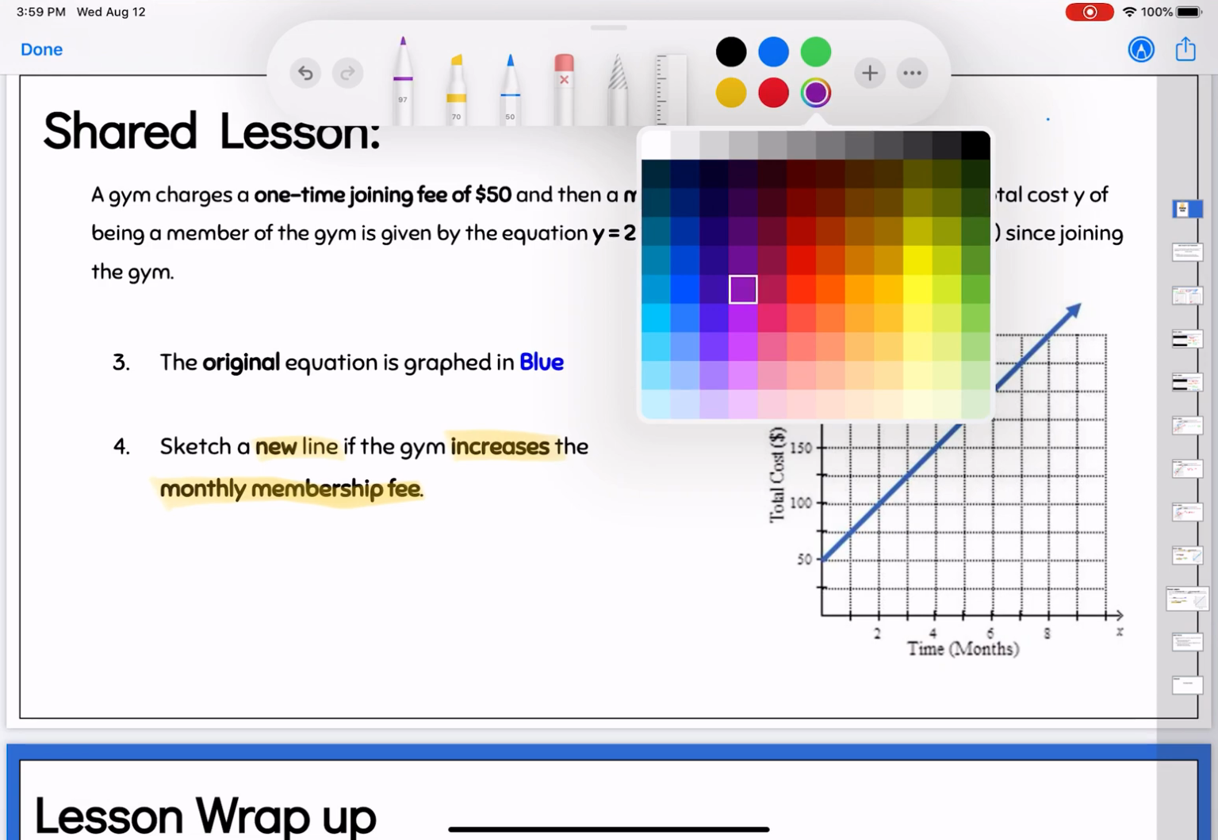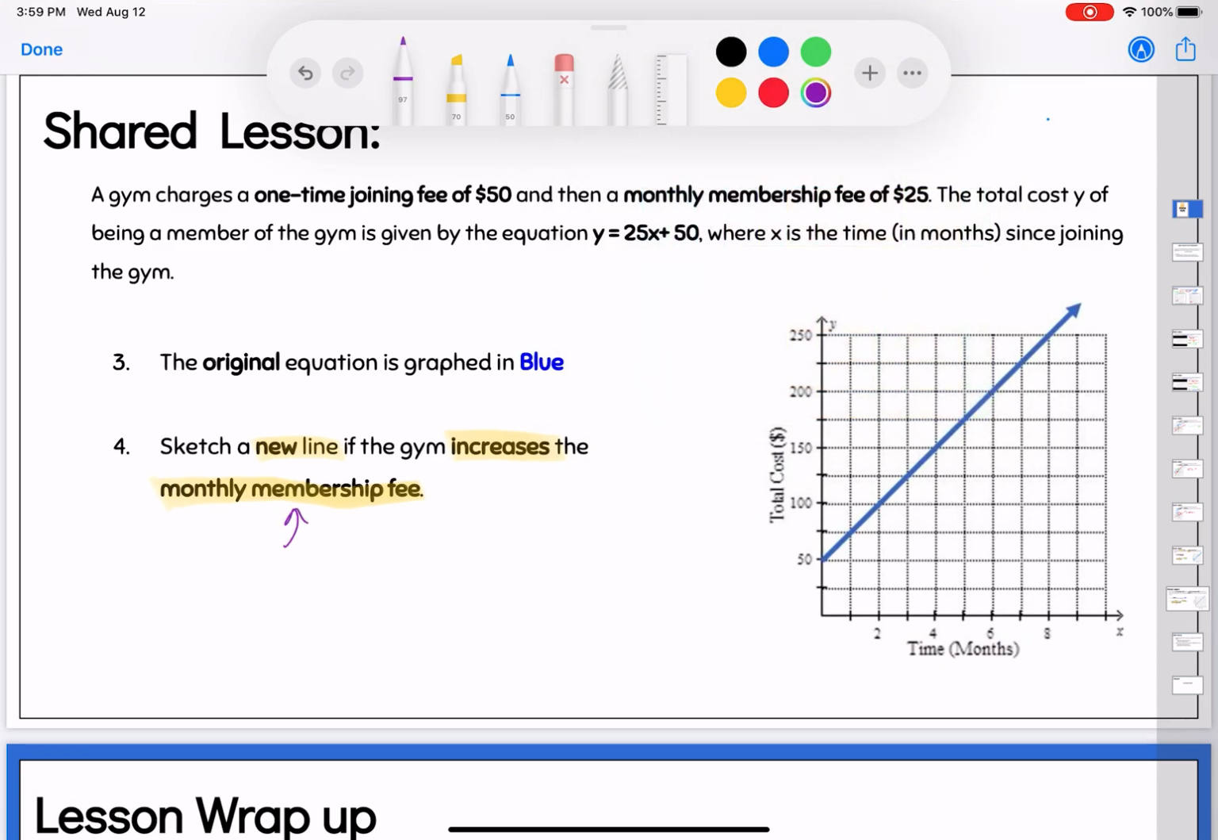So if we're talking the monthly membership fee this time, this would be that $25, right? This was the slope. So this time we are going to increase m. So since I have a positive slope, an increase really means farther from 0, right? So what would my line look like if the slope was farther from 0? My y-intercept needs to stay the same. The one-time joining fee is still $50, but my slope is farther from zero. Farther from zero means steeper. So I need a steeper line than this one.